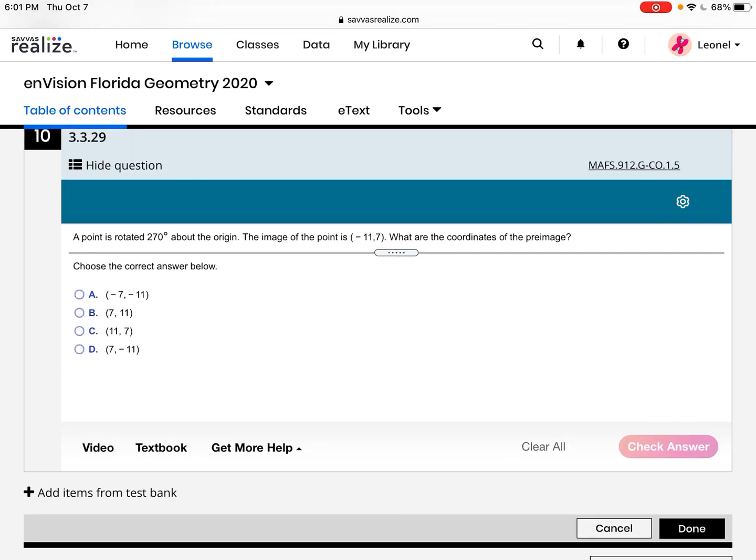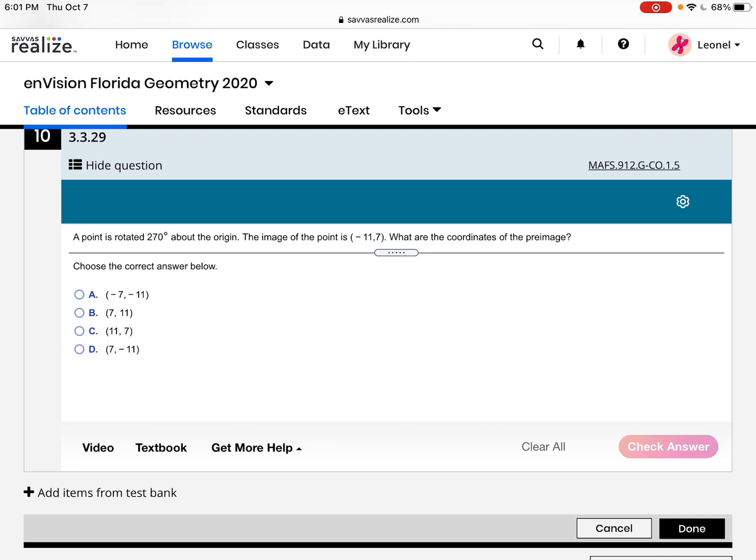The last one says, a point is rotated 270 degrees about the origin. The image of the point is -11, 7. What are the coordinates of the pre-image? So this is asking where this point began rather than where it's going to land. It's asking where did it start before the transformation, before the rotation.